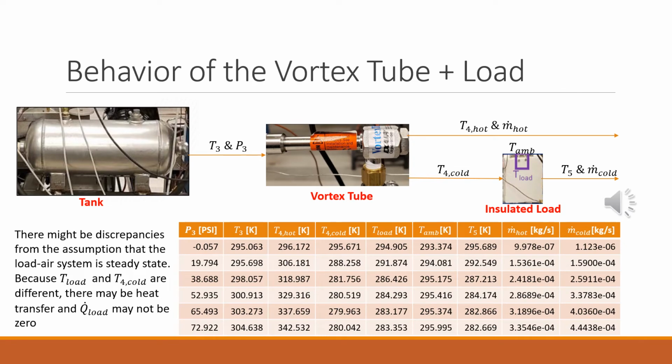The temperature at each stage of the air from the air tank is given in the table. The things to note in this table are the load temperature and the cold air temperature. We assume that the insulated load would reach a steady state and there will be no heat transfer between the cold air and the load. However, because the temperature of the load and the cold air is different, there may be heat transfer between the load and the air.